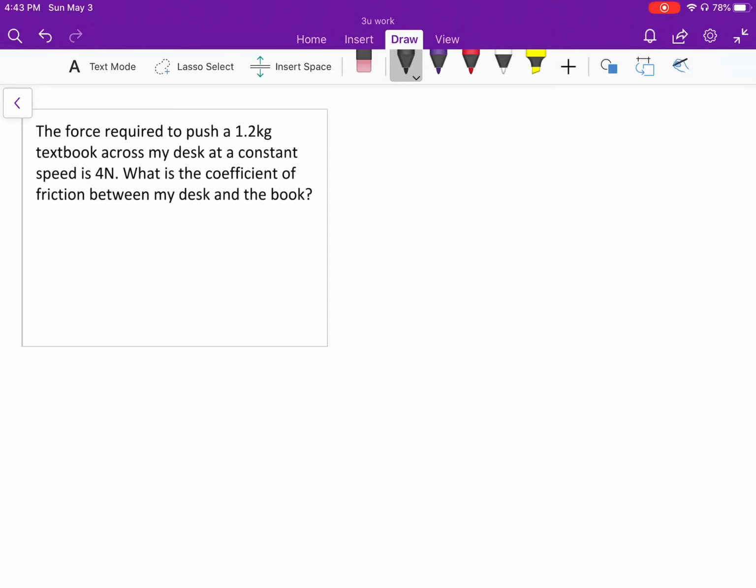Okay, trying another one. A key phrase here is constant speed. From what we did with the horizontal questions before, that should sort of jump out to you. That means something in the physics world that's important. If something's going at a constant speed, if we think about the free body diagram, whatever's pushing it forward, we'll call it F applied. The exact same force must be opposing backwards. And in this case, that's the force of friction.